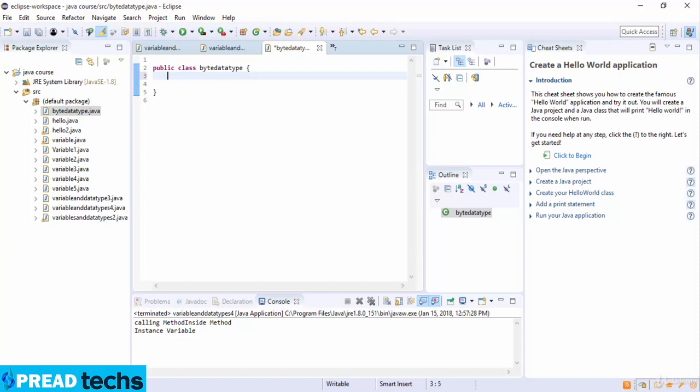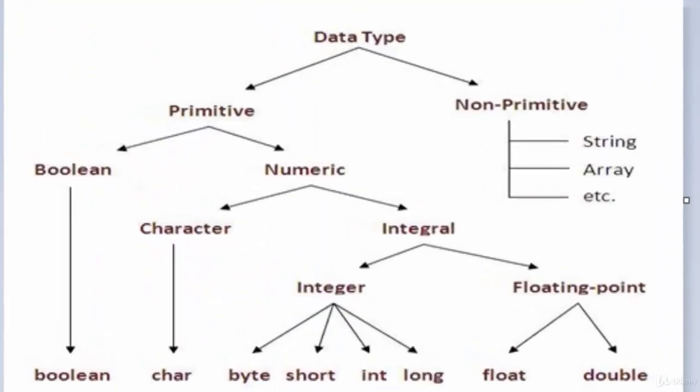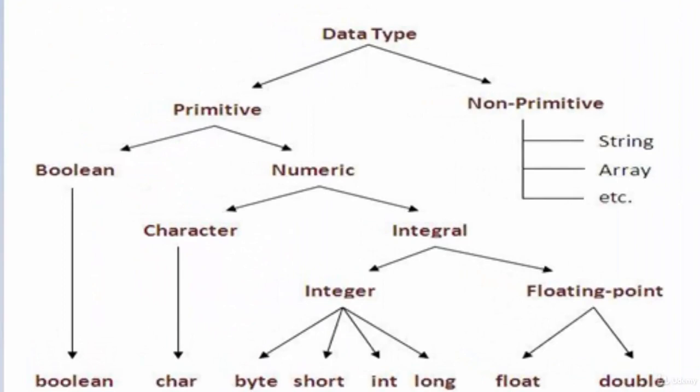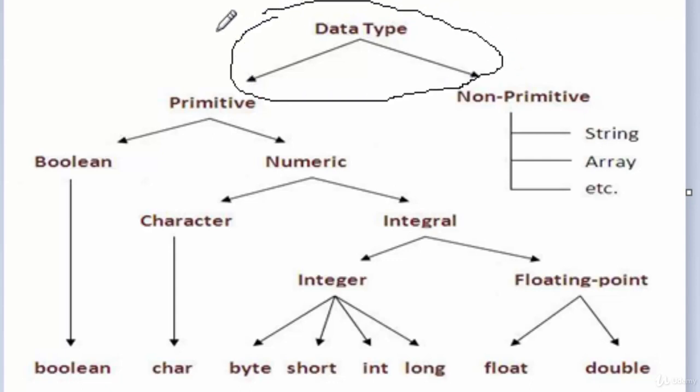So there are two types of data types. The first one is the primitive data type and the second one is the non-primitive data type. Here you can see the data and the types.